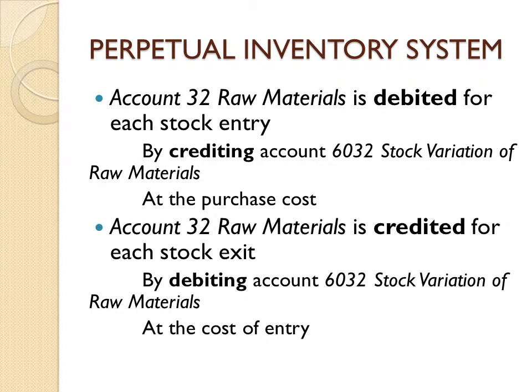Account 32 is credited every time you have a stock exit. Every time the raw materials leave stock to be used in the production conversion process, it is done by crediting account 32 and debiting account 6032 at the purchase cost, the initial original purchase cost of the raw materials.